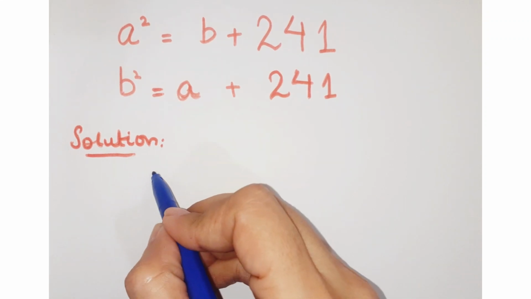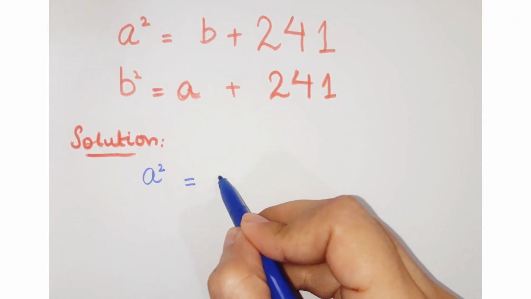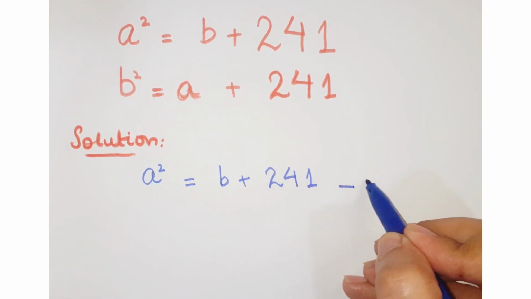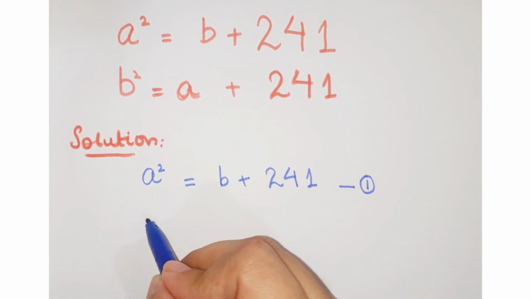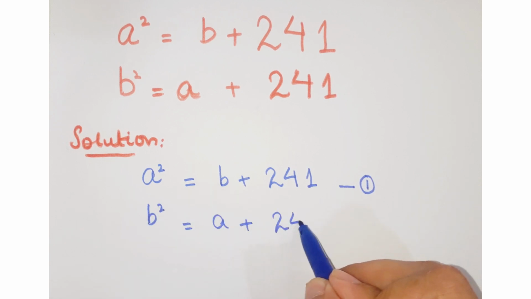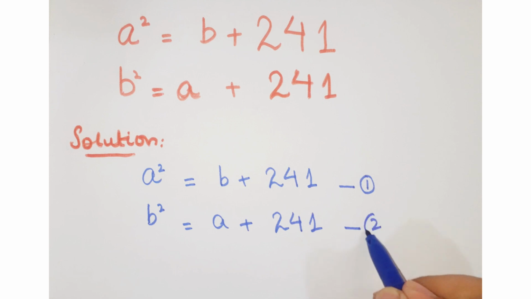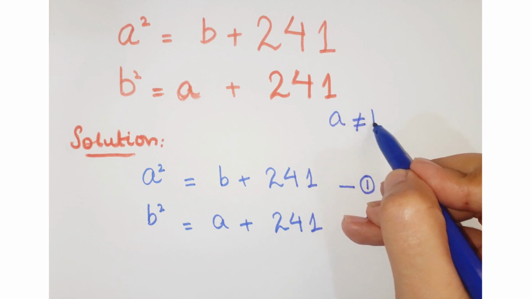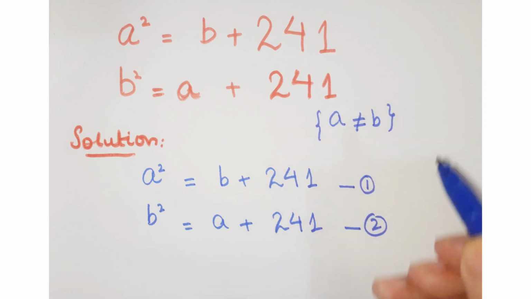Look at this question. The question is a square is equal to b plus 241. Call this equation number 1. And the other equation is b square is equal to a plus 241. Call this equation number 2. Now we have to find the values of a and b. It's also given in the question that a is not equal to b.